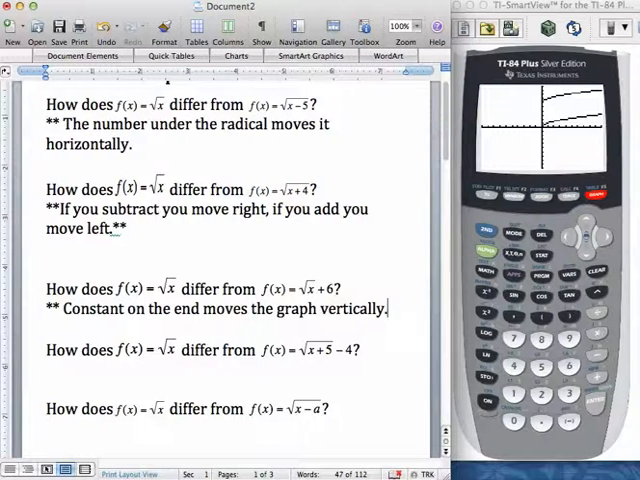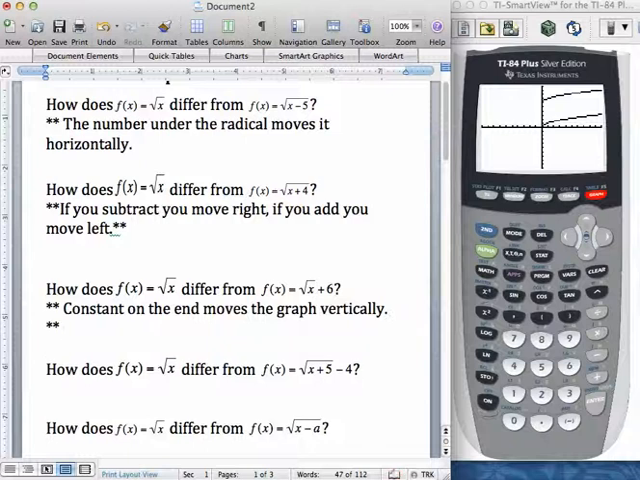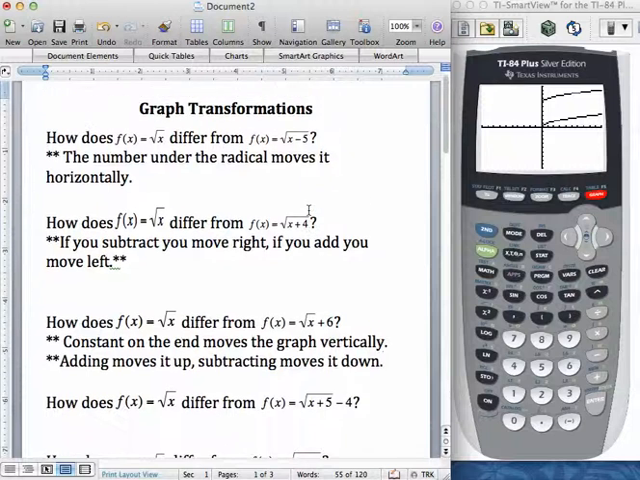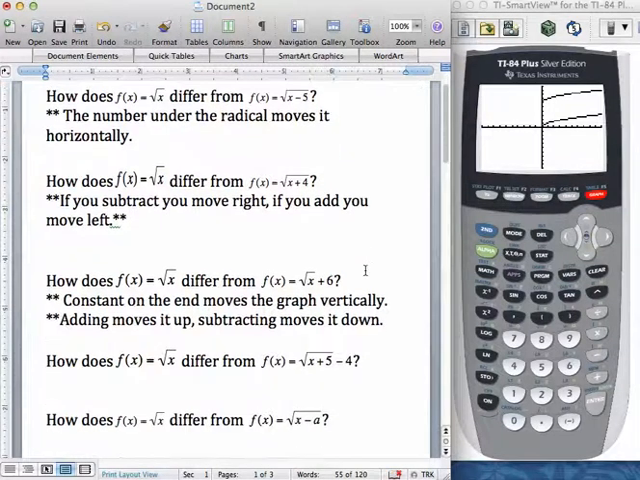And that's always true, whether it's a linear equation or a quadratic equation. If you have a constant by itself, it's going to move the graph vertically. Adding would go up, subtracting would go down. So you should know that, but just in case. Adding moves it up, subtracting moves it down. So, kind of basic stuff. And yet again, I haven't had to actually remember any of this stuff. I've just plugged it in to figure it out.